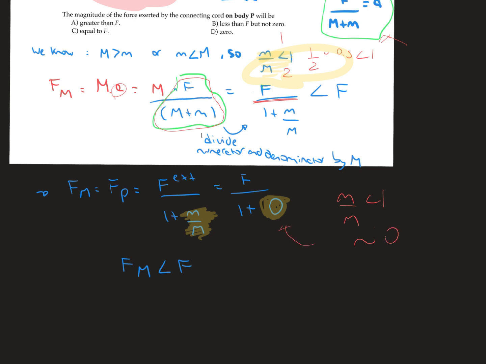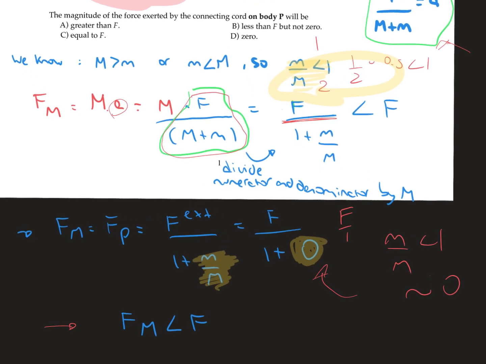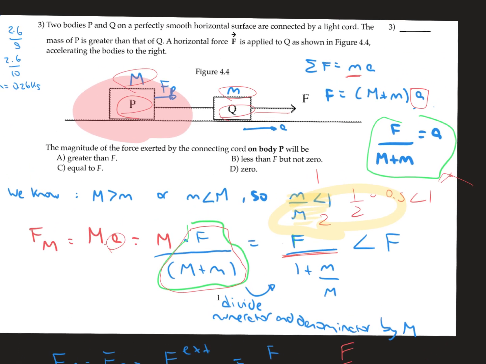Therefore, we just plug in the value right here, and we end up with F over 1. Therefore, we can conclude that the force on M, in this case the force on P, is going to be less than the force F right here, which is highlighted in this area. And that's the final answer.